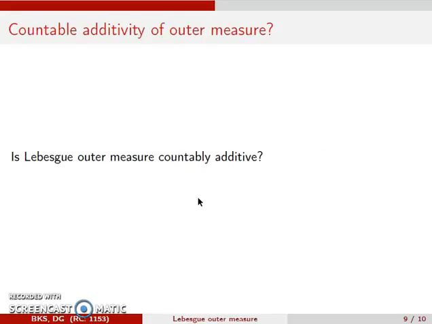Now the obvious question is: is Lebesgue outer measure countably additive? For the time being, we leave this question unanswered and move to the next sections for further information. We finish the section by posing two questions to the readers.